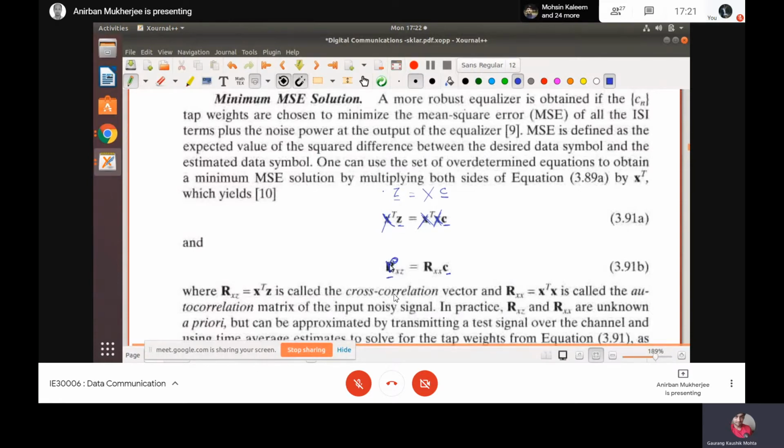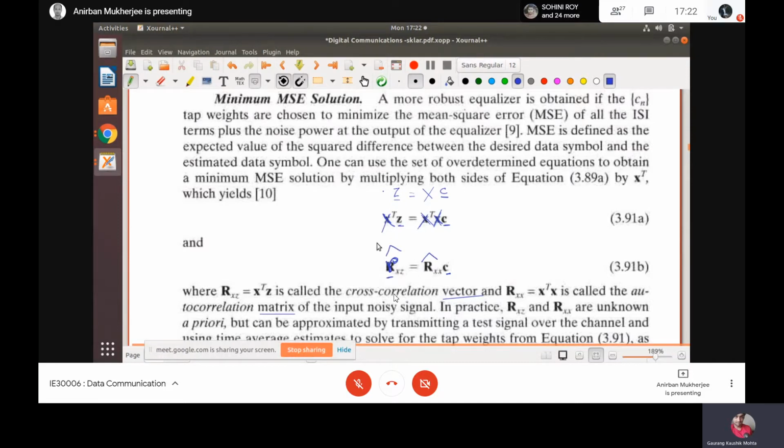Actually, in the true sense, because it is a cross correlation, autocorrelation, they are all some expectation operator. But as I am not using expectation, really it is not cross correlation. Please remember, cross correlation vector and autocorrelation matrix. This is the autocorrelation matrix. They are saying this, but actually it is an estimate of the cross correlation vector. Actually, I should write it.